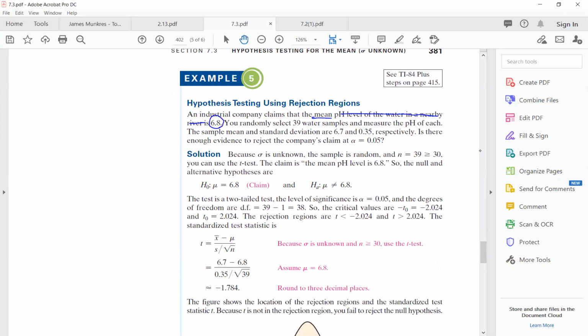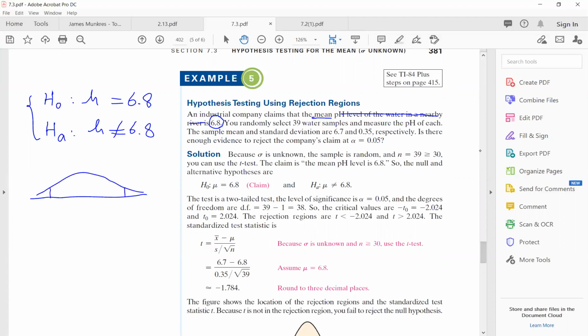So what's given? Your null hypothesis is given. It says the mean is 6.8. Your job is to find the alternative hypothesis, which is the opposite of your null hypothesis. Mu is not 6.8, so you have a two-tailed graph. Rejection regions are on the left and right-hand side. Since your alternative hypothesis says not equal to, it means that you have a two-tailed graph.